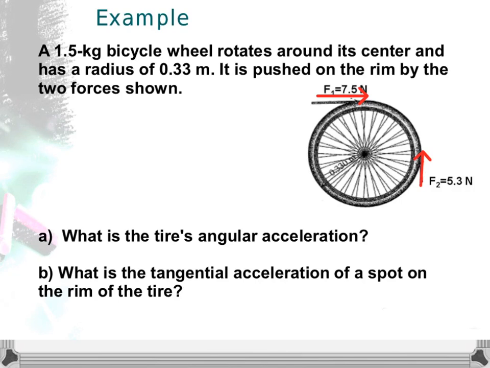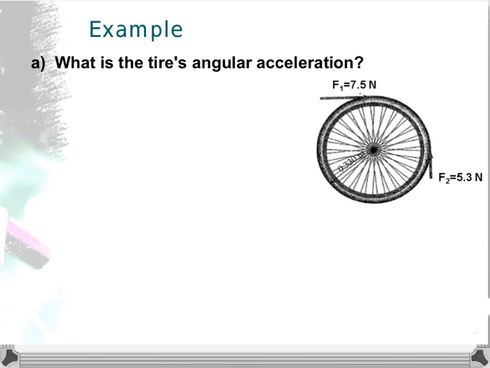We're asked two questions here. First of all, what is the tire's angular acceleration? And then B, what is the tangential acceleration of a spot on the rim of the tire? So let's tackle part A first, and then we'll tackle part B. I need to get a little more space here, so let me clear all the information that we don't need. And let me make sure that we remember the mass of the wheel, M equals 1.5 kilograms. That information we also need to know.